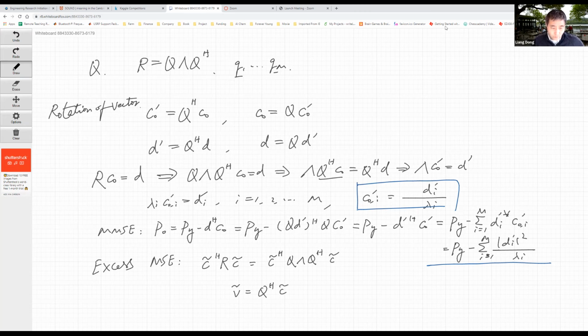Therefore, we plug this into my excess mean square error equation, and this becomes V tilde Hermitian times lambda times V tilde. Okay, and this is a very simple format because lambda is a diagonal matrix, so we can decompose that into the sum of all these scalar terms: sum from i equal to 1 to M of lambda i times the absolute value squared of V i tilde. So that's the way we calculate excess mean square error.